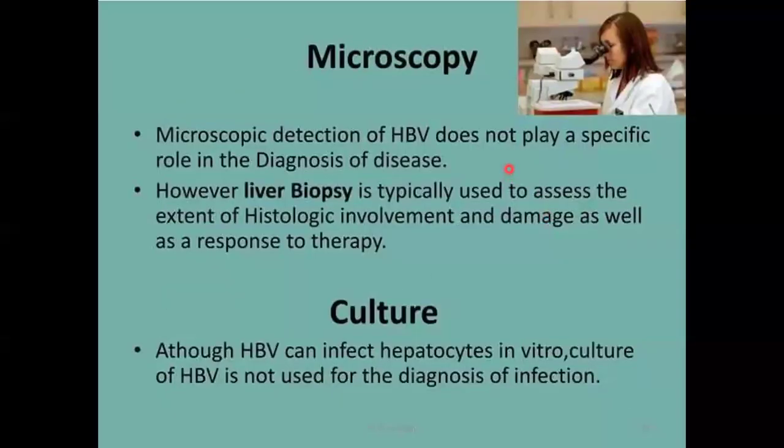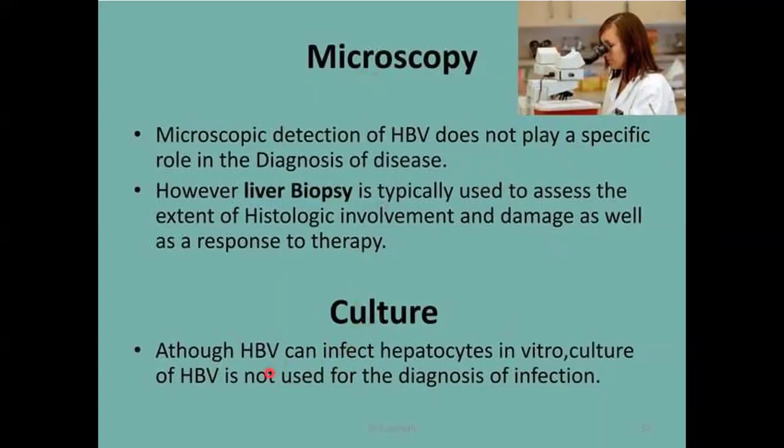Okay. So microscopy, so these are the detection methods. Microscopic detection of HBV does not play a specific role in diagnosis. However, a liver biopsy is typically used to assess the extent of histological involvement and damage, as well as response to therapy, okay? The issue with the liver biopsies, they're very, very invasive. So you go put and then take a biopsy, a specimen of the liver. So basically you go check under the slide and see what is the extent of damage and if your liver is responding to the therapy, okay? So microscopy doesn't play a big role.